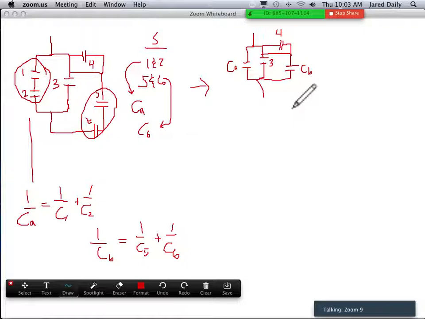Do we have any capacitors that are in parallel? 3 and B are connected in parallel, right? So if 3 and B are connected in parallel, then we just add those two together to make a new capacitor, right? The problem with that is my circuit has a short circuit here, so that new capacitor is going to be connected to both sides of capacitor 4. So that's going to be a little bit of a problem.